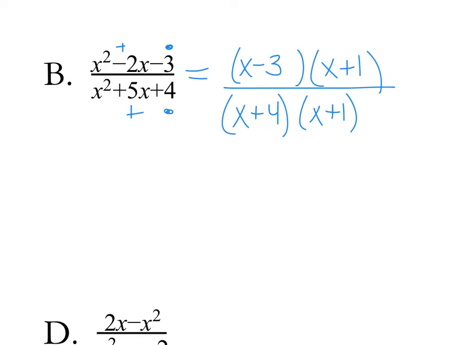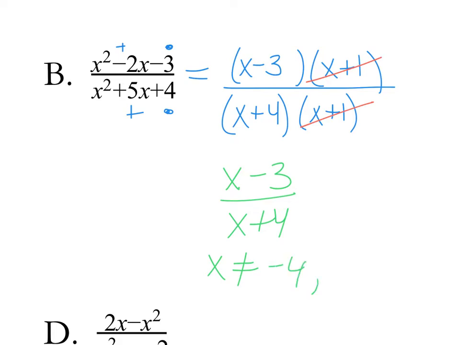Hopefully you see what I see, and then I have a common factor here that we can cancel. So for this problem, my final answer will be x minus 3 divided by x plus 4. But remember, I need to account for any values that would make my entire denominator 0. So I must state that x cannot equal -4, and it cannot equal -1. Even though we canceled this factor here, if x were to equal -1, the entire denominator would become 0 at the beginning of the problem. So I need to include both restrictions on my domain.